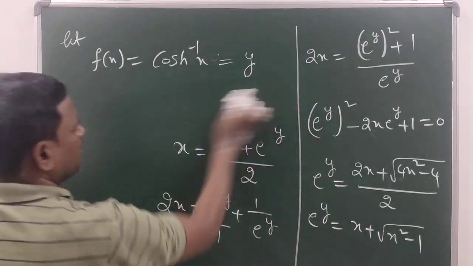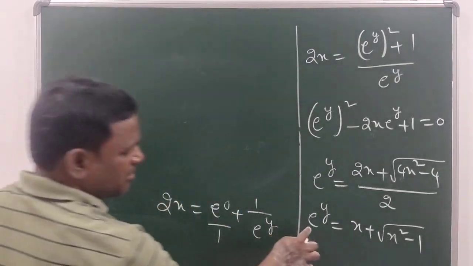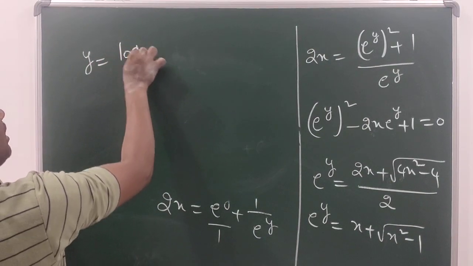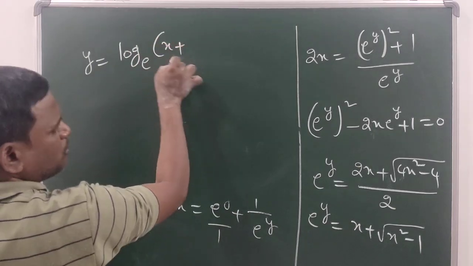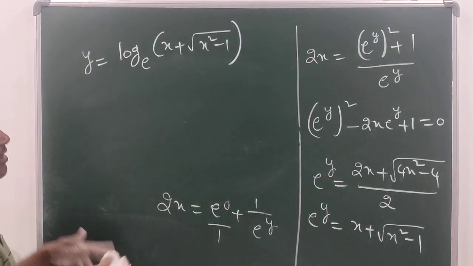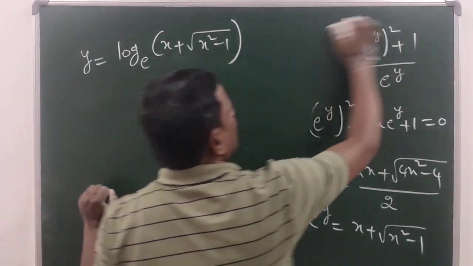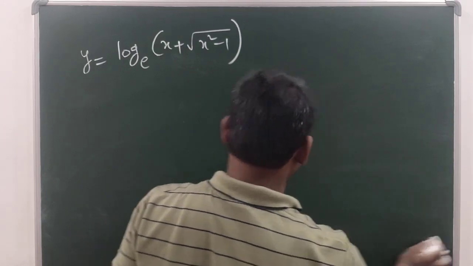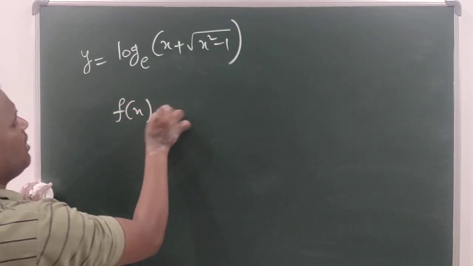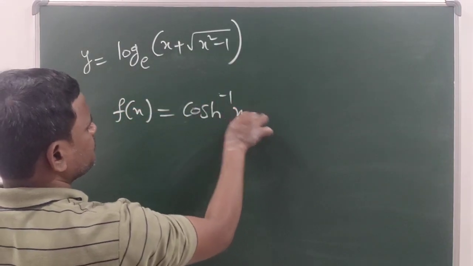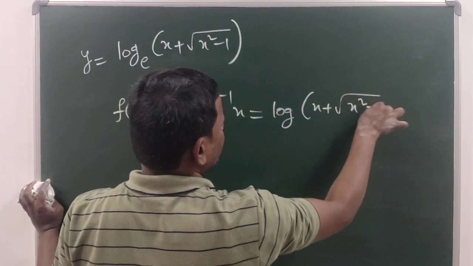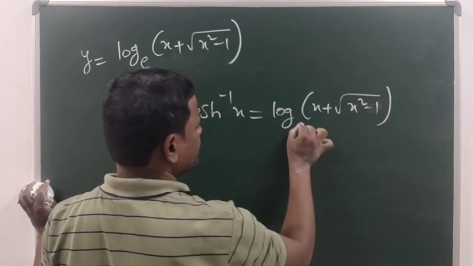Okay students, right. Now when you transfer this e to the right side, you will get y equal to log e of x plus root x square minus 1. Okay, right. Next, this is the definition of cos h inverse of x: log of x plus root x square minus 1 with base e.